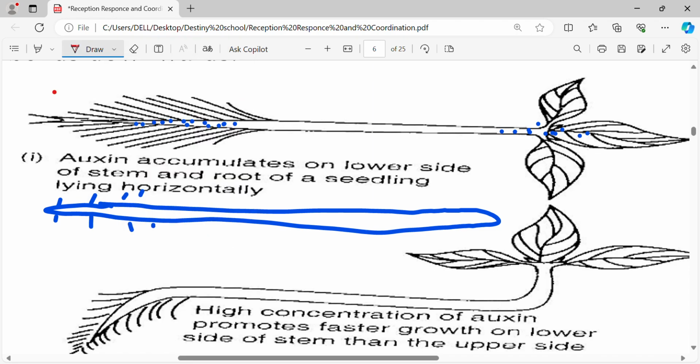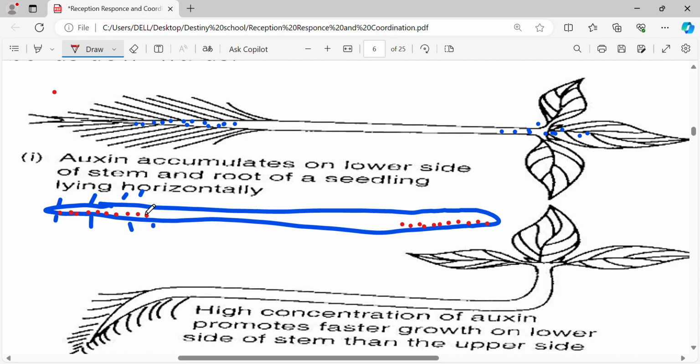So what will happen here is very simple. The auxins will migrate onto the lower side. Let me show it this way. The gravity will push them to the lower side. Also on the shoot, they'll be pushed to the lower side. So the upper side has no auxins. Now, after gravity has pushed the auxins to the lower side, there is a high concentration of auxins on the lower side, as you can see.